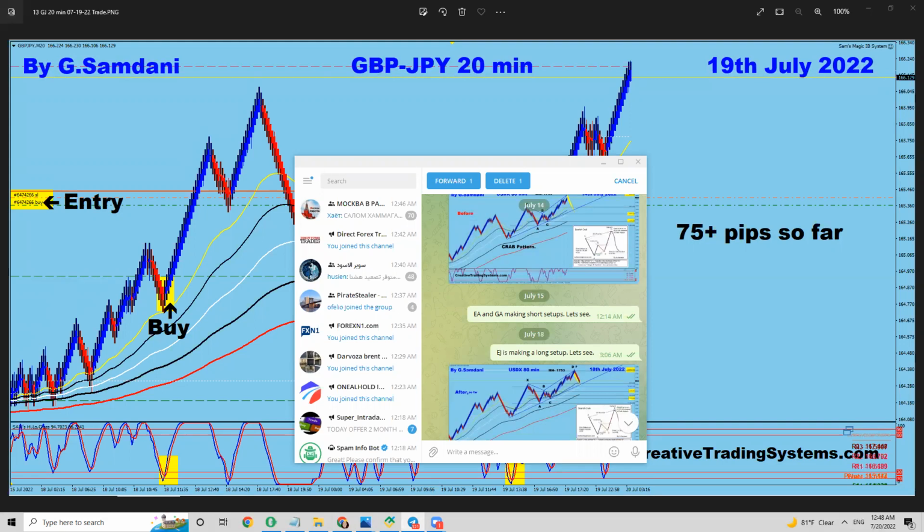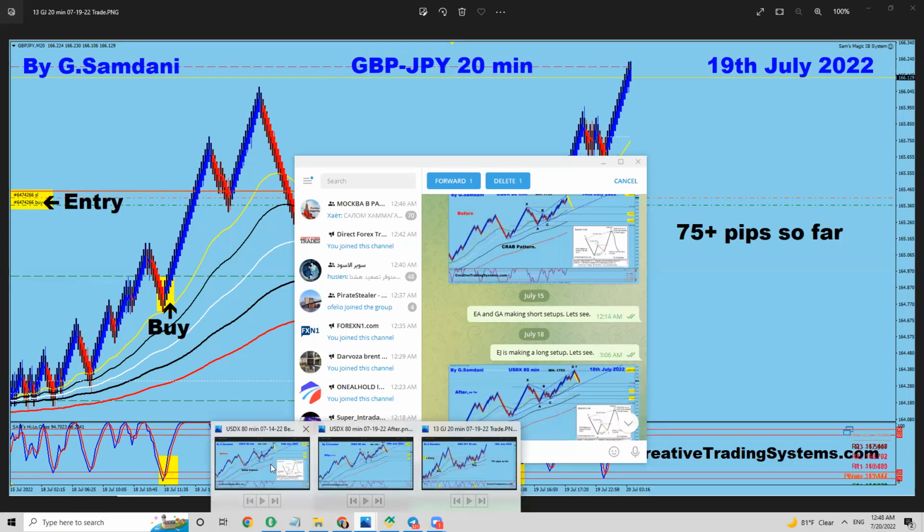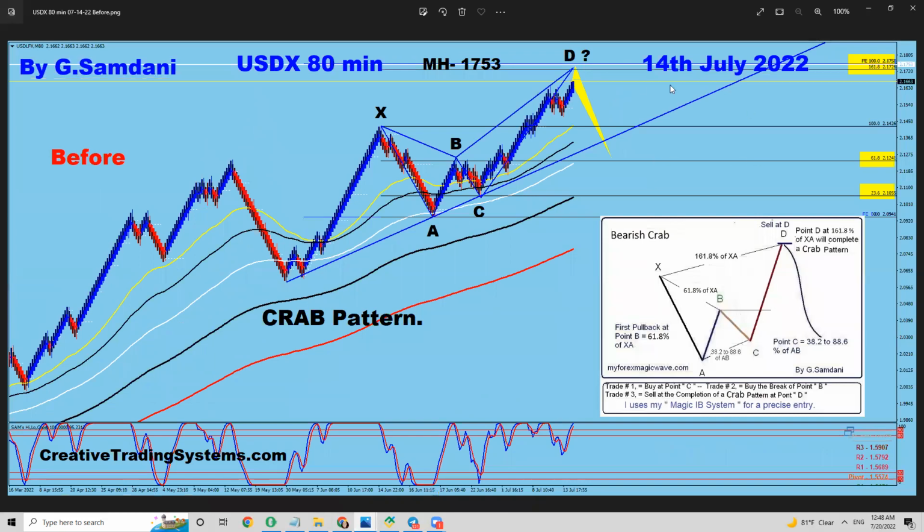And let me show you this US dollar index. Let me see if I have the chart open here. Yeah, okay. See the US dollar index on the 14th, I said that this was going to finish up here around this area. This is called a bearish crab pattern, and then after that it's going to drop. So it's going to go up a little bit, hit this area 1753, and then drop back to this high B, and then the high of this point B, right?